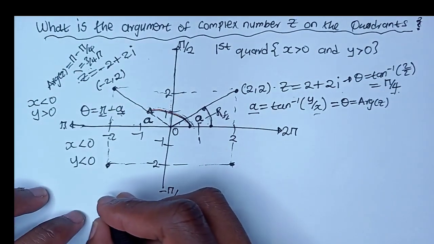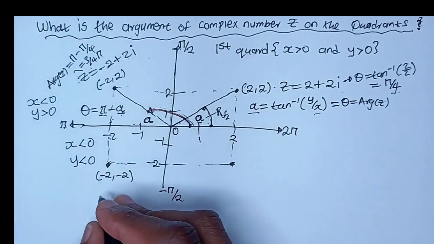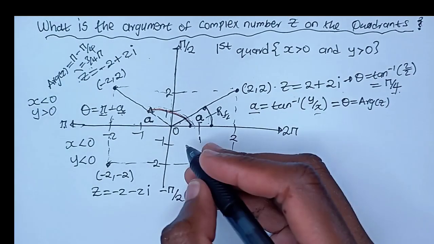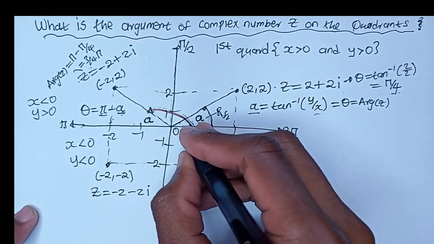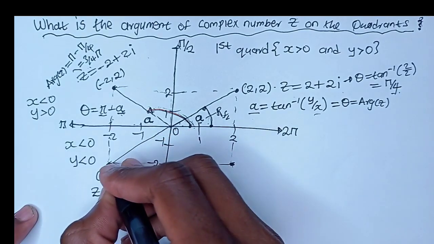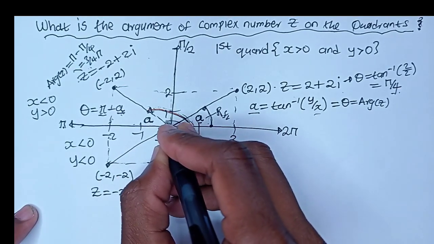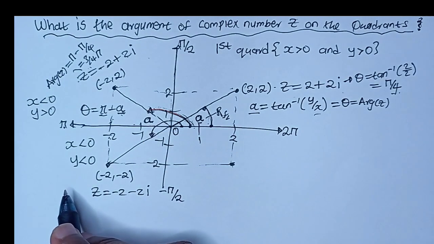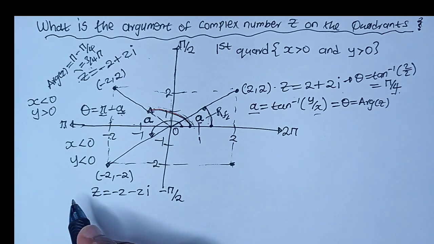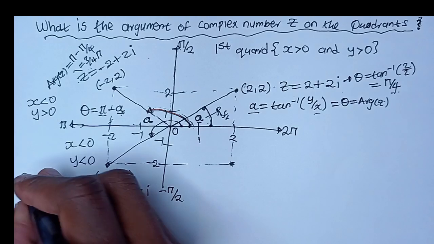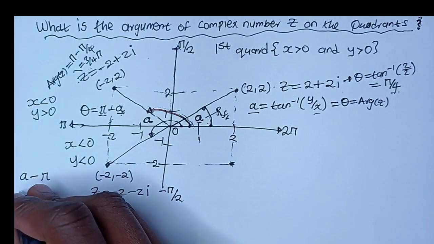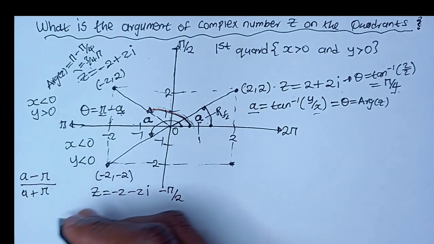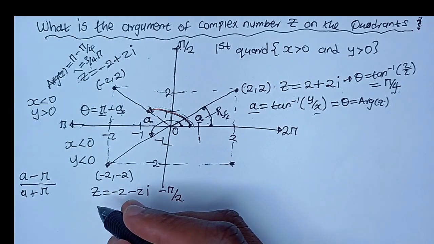I can have -2 and -2 as my example. So my z, it is clear that it's given by -2 minus 2i. So the argument of z, it will be defined by an angle from the real axis to where my complex number is defined. So here in the third quadrant, it can be a minus pi or a plus pi, but we're used to this one. So that's how the argument is defined.